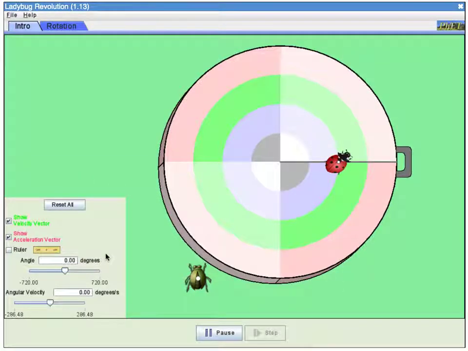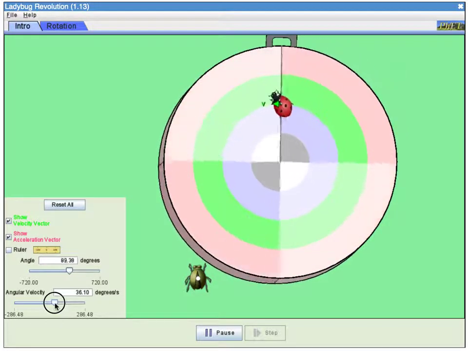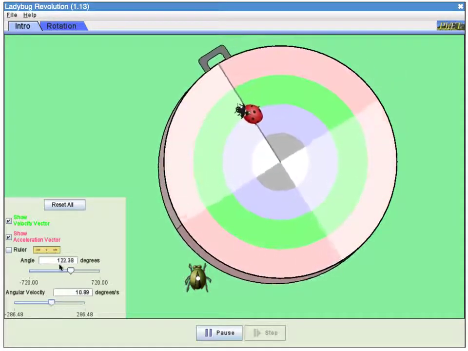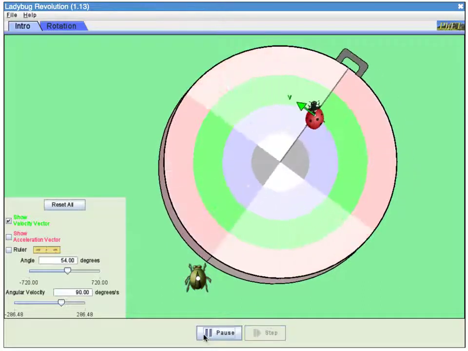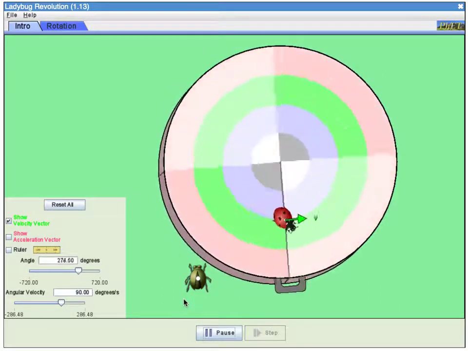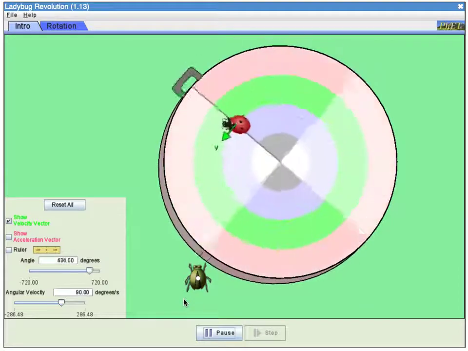But now we're going to look at the rate at which the wheel rotates, and that's going to be called the angular velocity. So let's increase angular velocity. Let's go back, just reset this, and we'll have a specific value. So let's say that the angular velocity is 90 degrees per second. So that means that each second this ladybug rotates over 90 degrees.